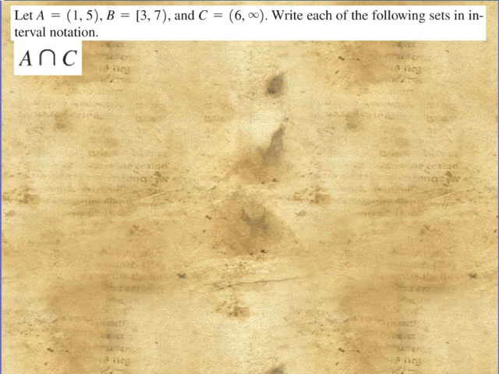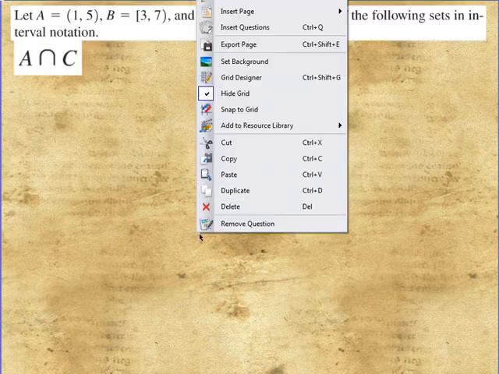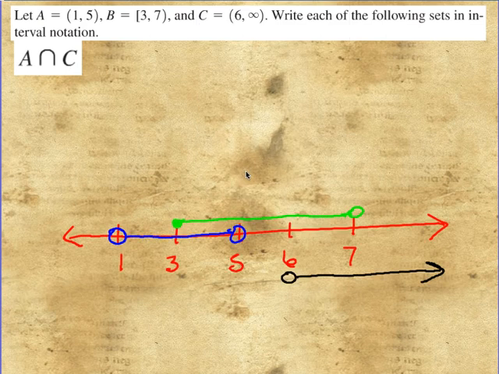And the last one, the intersection of A and C. Okay. Brianna, where do those intersect? A is the blue one. C is the black one. What numbers are members of both? None of them. That is an empty set. There's nothing that exists in that set. Okay? There's no overlap. If there's no overlap, then we put that.